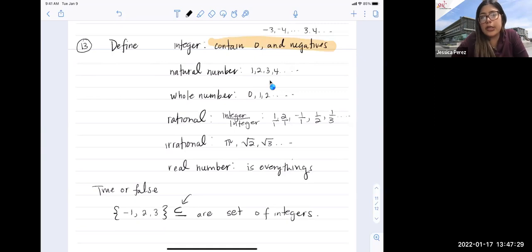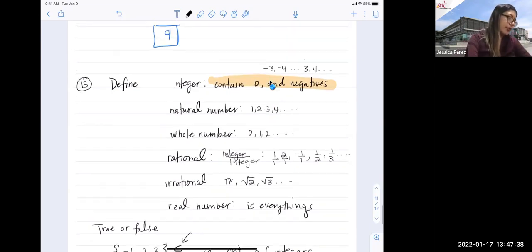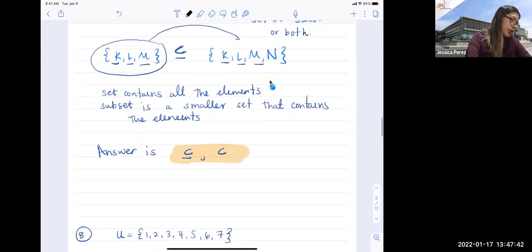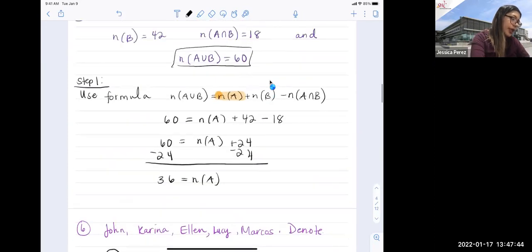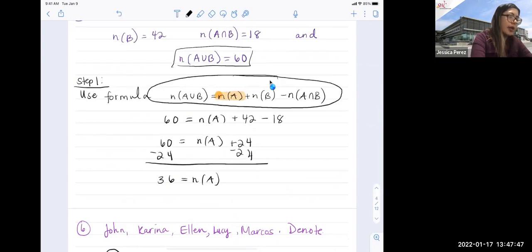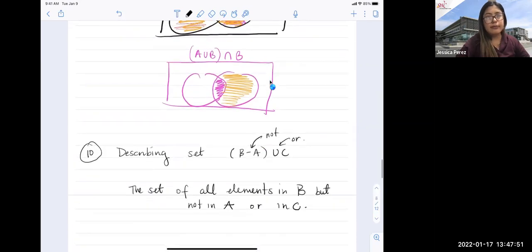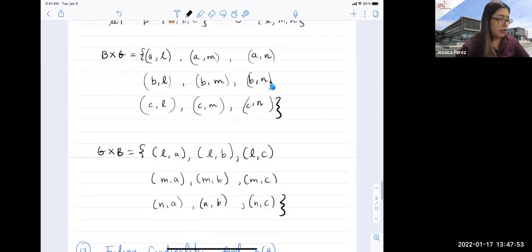Again, you're going to have a few questions that require you to use the formula of cardinality. So you're going to be using this quite often. So make sure you know how to do something like this. I'm going to ask you to do this a few times on your test. Okay, and then let's go over a different question.